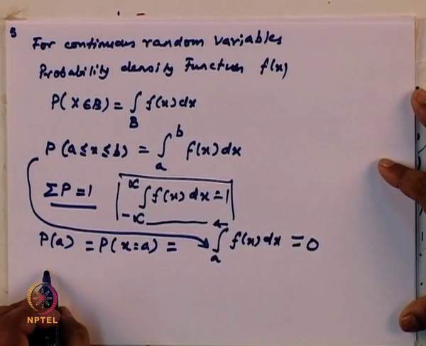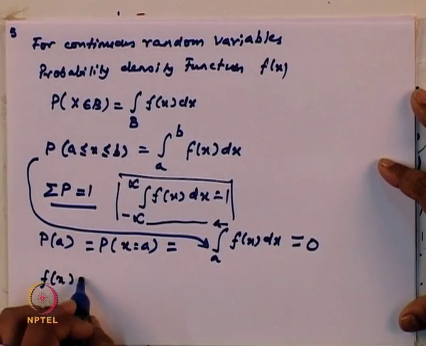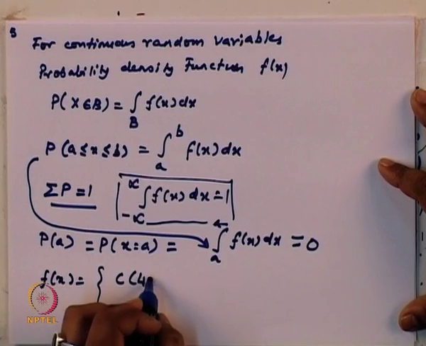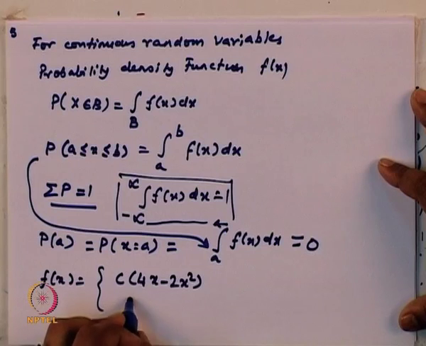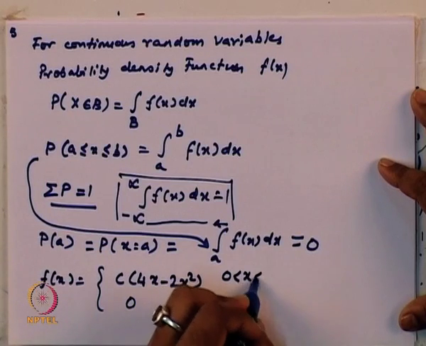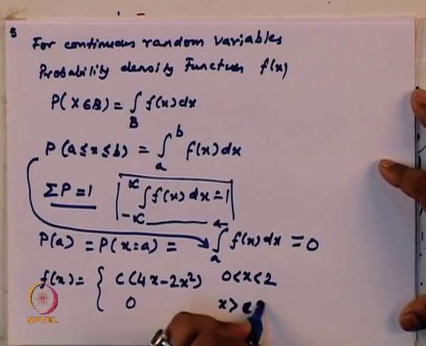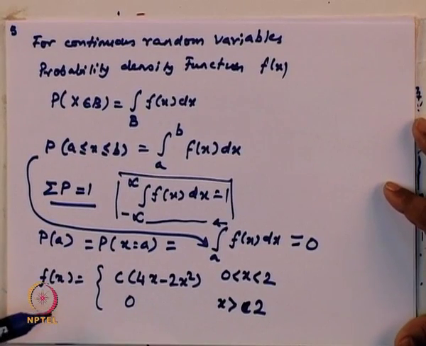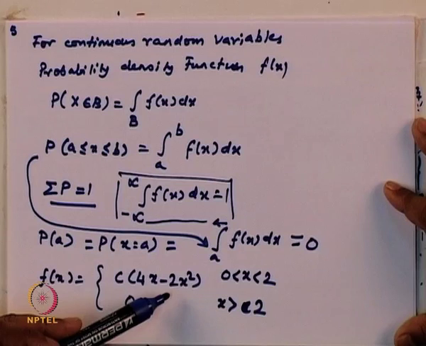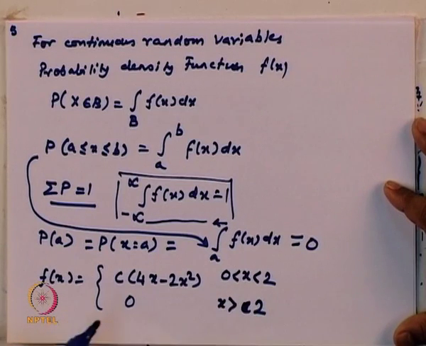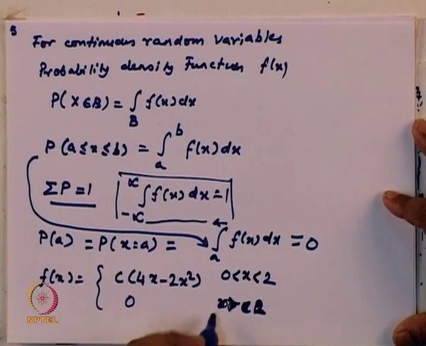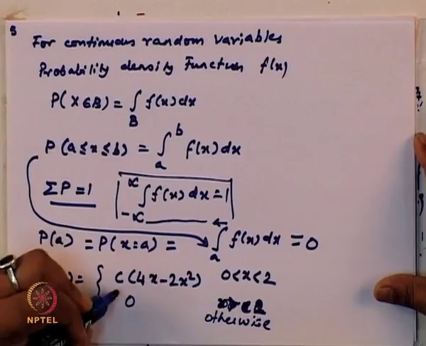So, let us assume you are given a probability density function f x defined as follows: f x is c times (4x minus 2x square) for 0 less than x less than 2, and it is 0 otherwise. We can say 0 otherwise, because x can have both positive and negative values. Okay. We want to calculate what is the value of c.